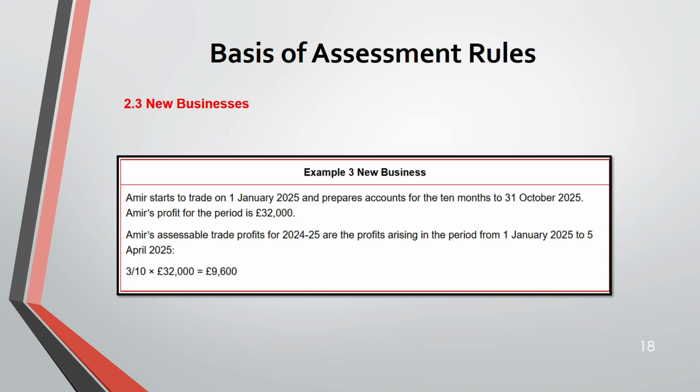So let's go to example 6. Amit starts trading on 1st Jan 2025. Okay, so he prepares accounts for 10 months. Yes, it can be less than 12 months. Your first accounting period. So Amit's profit is 32,000. But remember, you have to time apportion. Why? Only from 1st Jan to 5th April, you can take 3 months. And this 32,000 is for 10 months. So it is only 3 months you have to take out of 10, that is 3 out of 10 of 32,000. So this will be the profit assessed on this tax year.